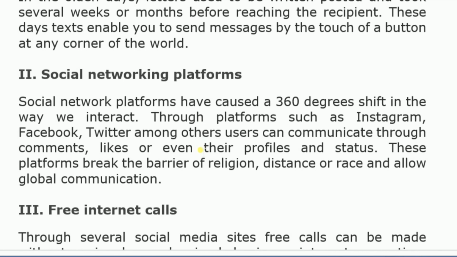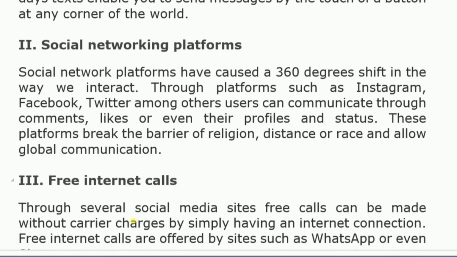Social networking platforms. Social network platforms have caused a 360-degree shift in the way we interact. Through platforms such as Instagram, Facebook, Twitter, among others, users can communicate through comments, likes, even their profiles and status. These platforms break the barrier of religion, distance or race and allow global communication.